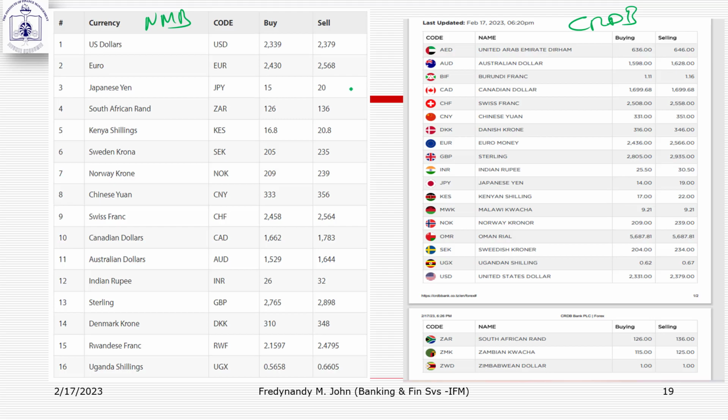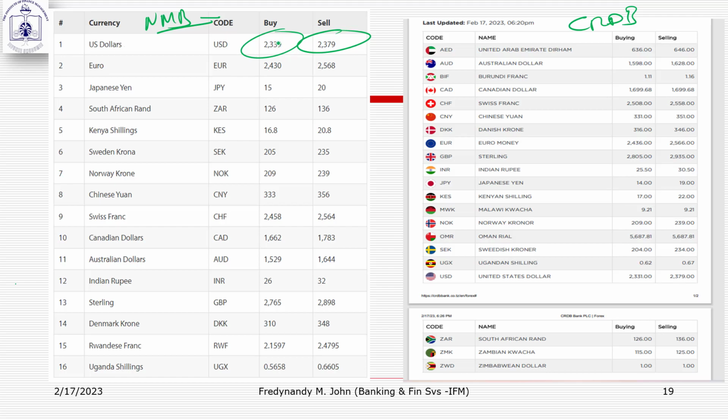For instance, if you look at this first dealer here, this dealer buys USD at 2,339 and sells 1 unit of USD at 2,379. With this dealer, if you are the one who wants to sell, it means the dealer will pay you 2,339.